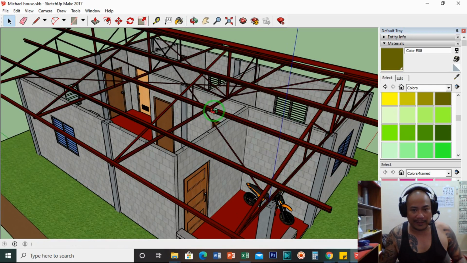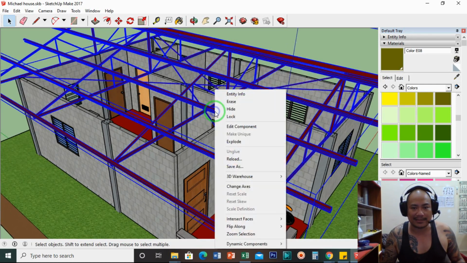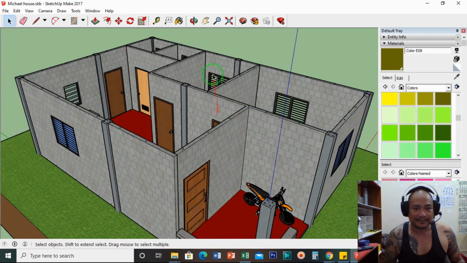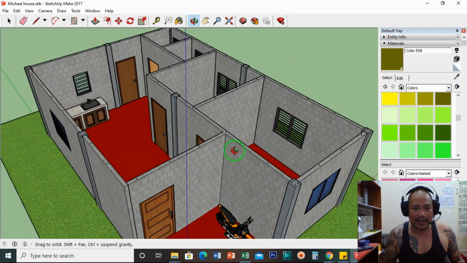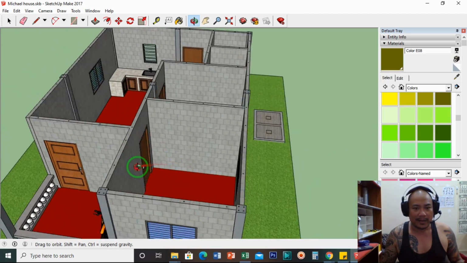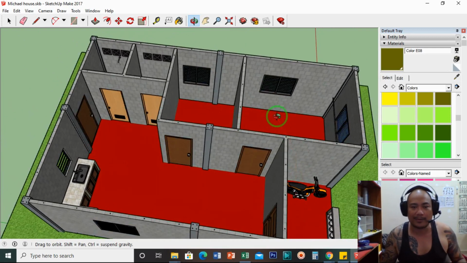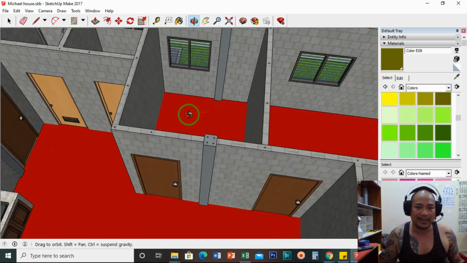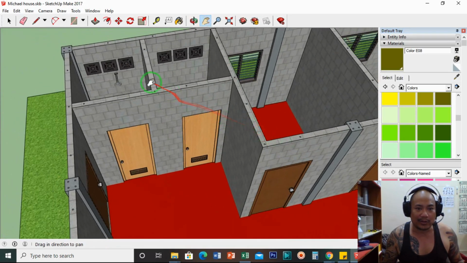So I will remove the steel trusses and we will check the formation inside this house. So it has 1, 2, 3, 4, 5 windows. The kitchen window is smaller. So this house is just two bedrooms: the master bedroom and the bedroom for the children. And here is our toilet and shower.